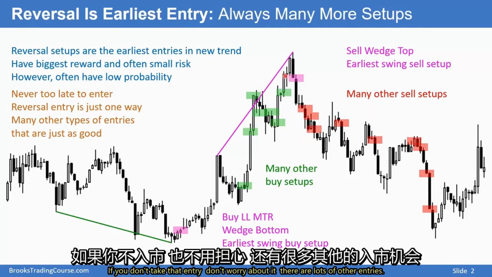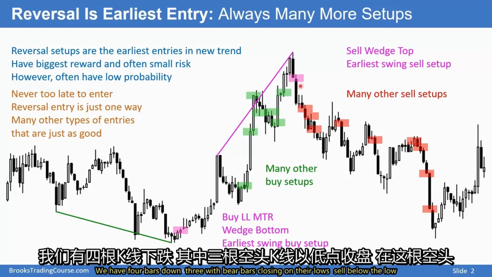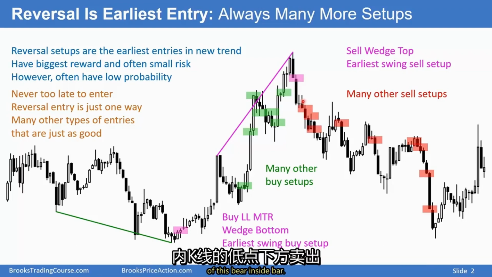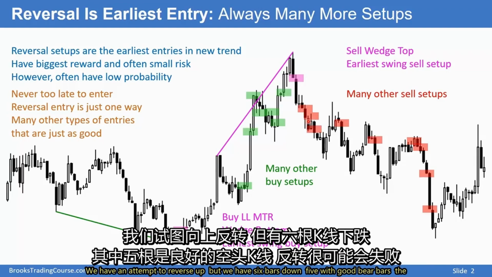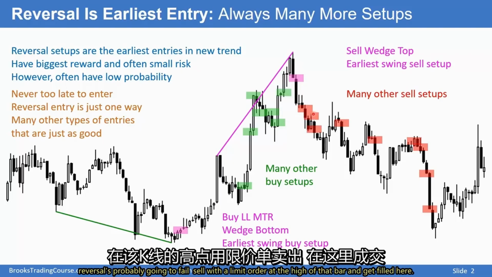If you don't take that entry, don't worry about it. There are lots of other entries. We have 4 bars down, 3 with bear bars closing on their lows. Sell below the low of this bear inside bar. We have an attempt to reverse up, but we have 6 bars down, 5 with good bear bars. The reversal is probably going to fail. Sell with a limit order at the high of that bar and get filled here.